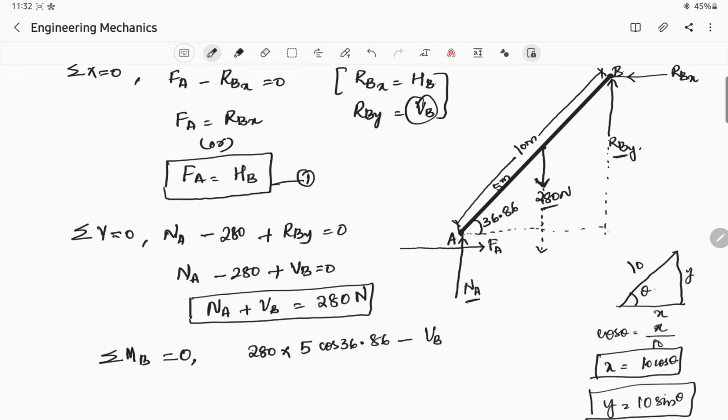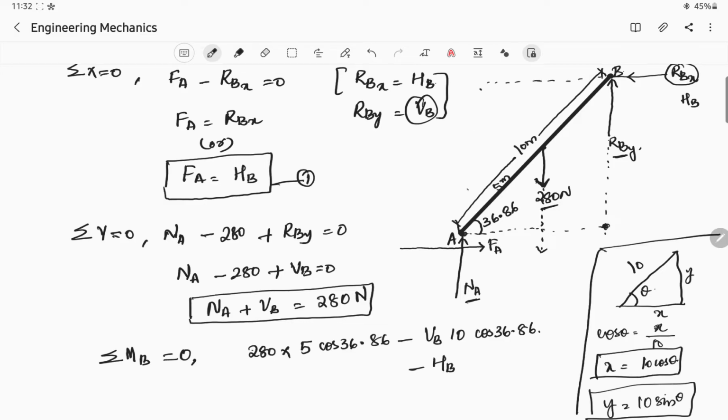So what will be the total distance from this point till point A? It will be VB into 10 cos 36.86 degrees. Then we have another force, that is RBX. RBX, we have considered as HB. Again HB is also going in anti-clockwise direction. This is the line of action of force, again this is the line of action of force.